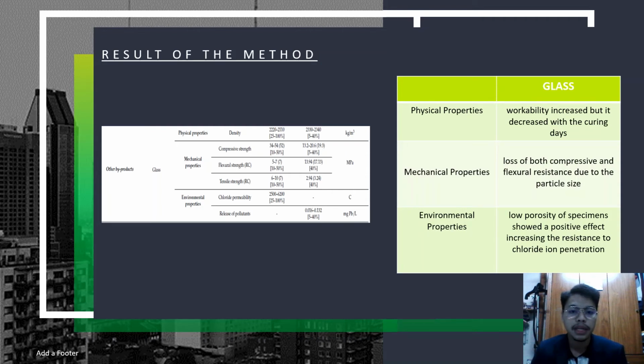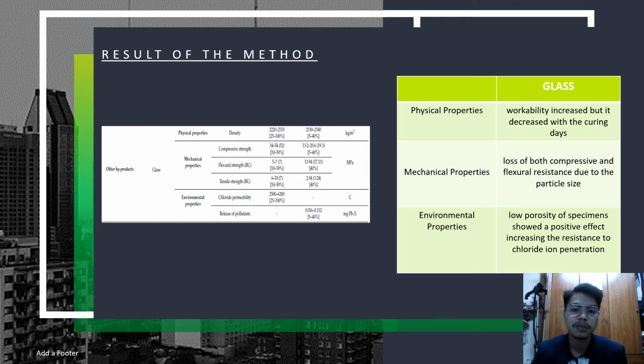The paste workability increased together with the share of glass powder added, but it decreased in the curing days. The effect is due to the alkali-silica reaction. Glass powder registered a loss of both compressive and flexural resistance due to the particle size that can cause the cracking of the aggregate due to the smooth surface texture.